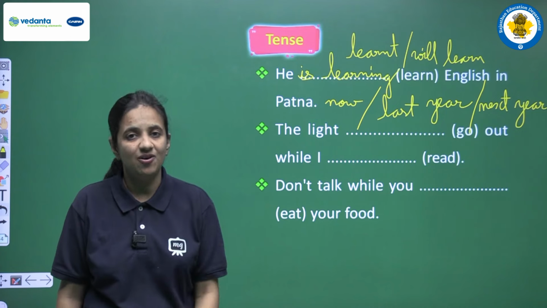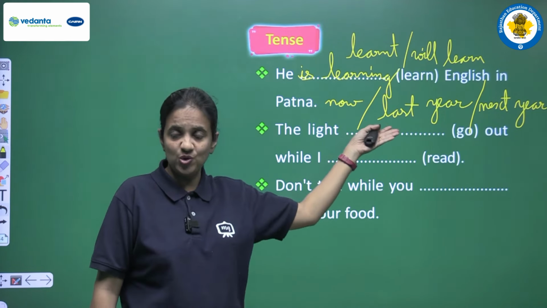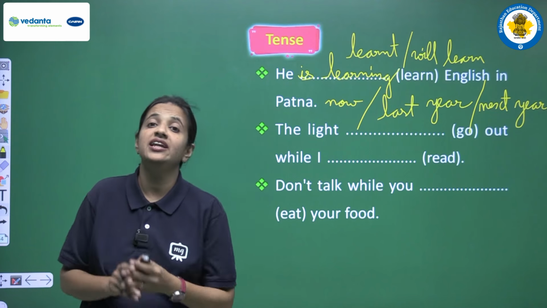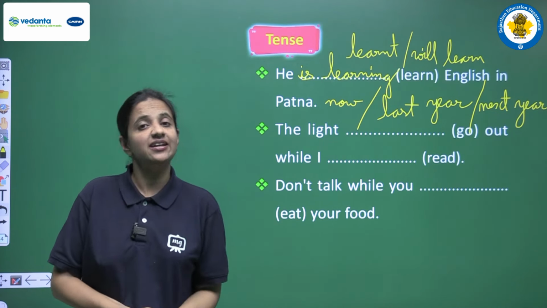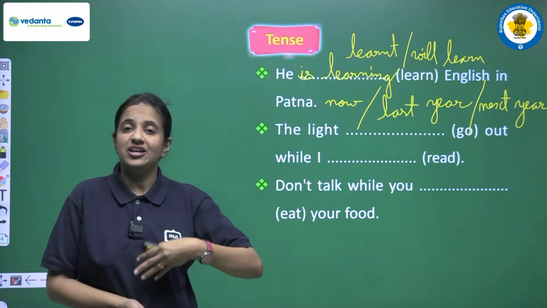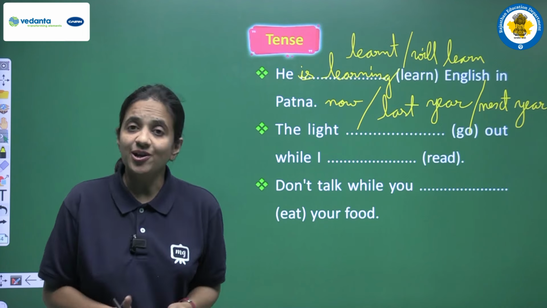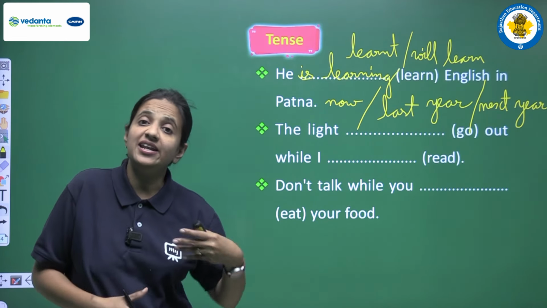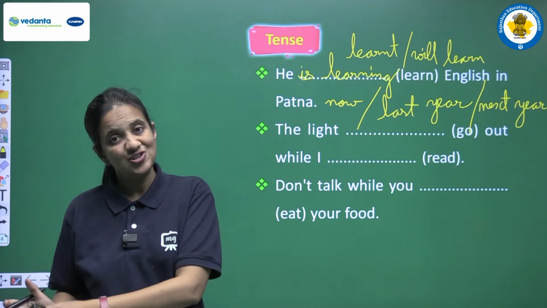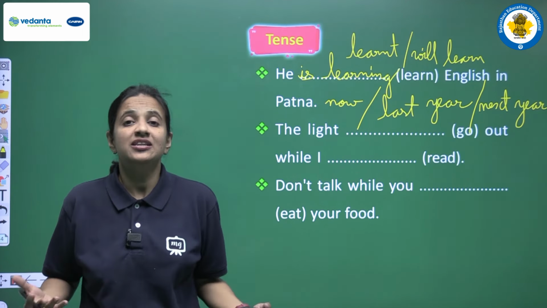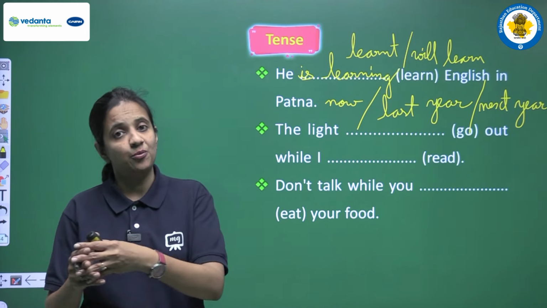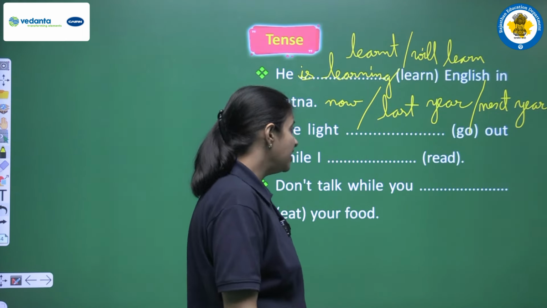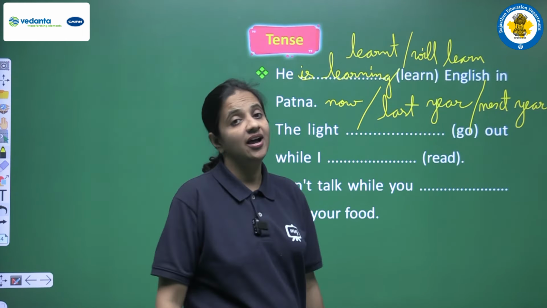Okay, so now I hope these all things are clear to you all. Just try to observe some or other word that indicates about the tense, that indicates about the time. But if you are having no word, then you are having the liberty, then you are free to use any tense. But yes, the structure should be correct, helping verb, main verb, the combinations should be in a proper manner. Clear? Next, moving on, the light go out while I read.